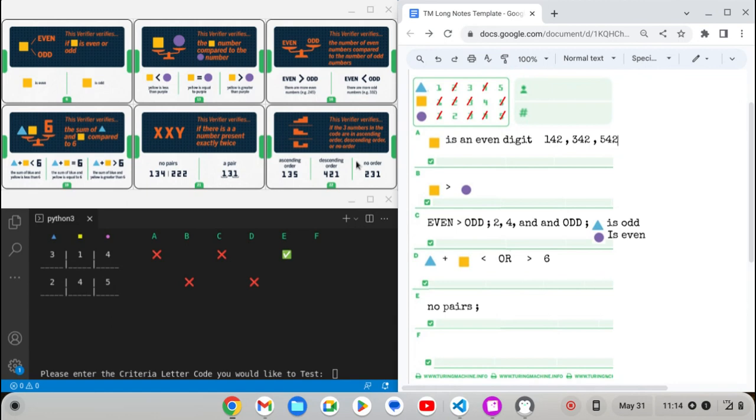And then we also have this other criteria card that we have not tested about order. So it looks like the first 2 have no order. Notice that in both cases they go up to 4 and then come down. And then 5, 4, 2 is descending.